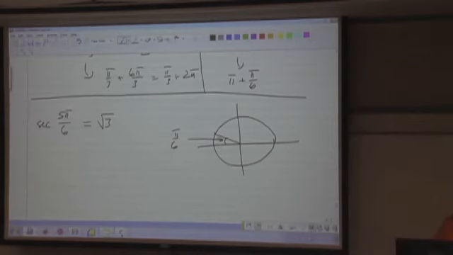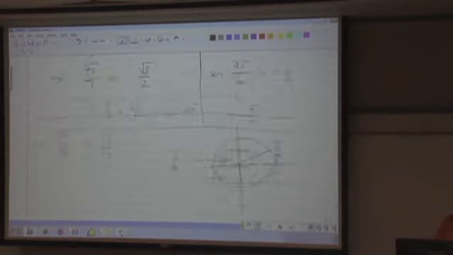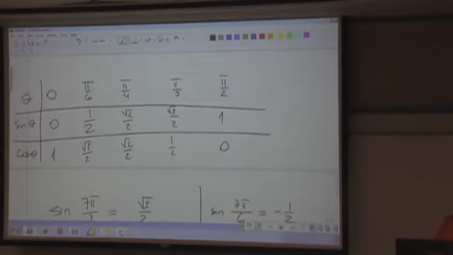Square root of 3? Keep in mind, secant is 1 over cosine. Right? So this is the same angle as if I look at cosine of pi over 6. Come back up, if you don't remember, what's cosine of pi over 6?